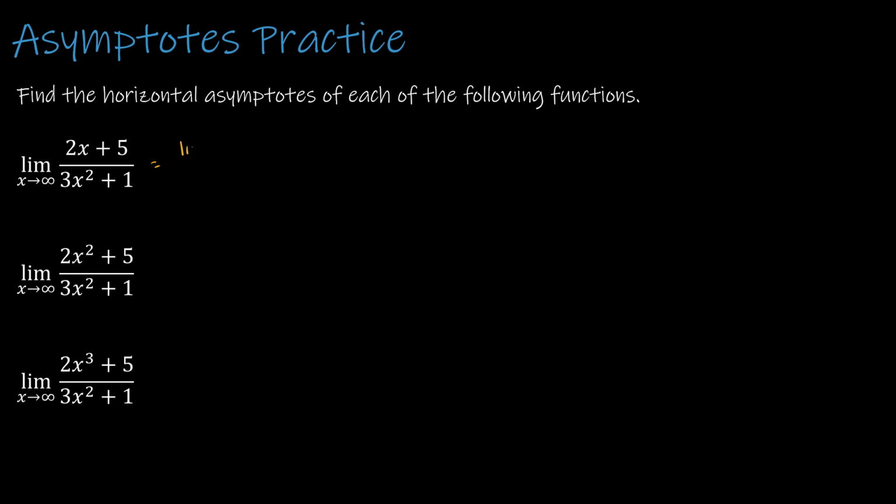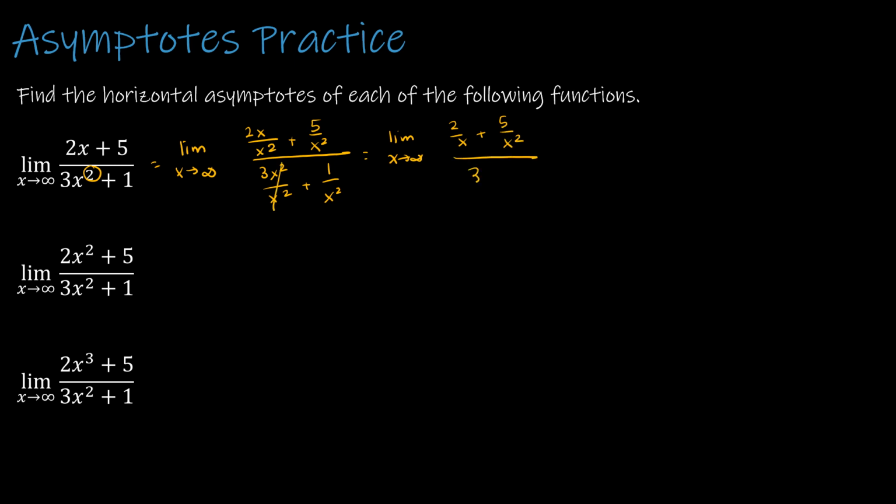Again, for this first one, I'm going to take the limit as x approaches infinity, and I'm going to take everything divided by x squared, because this is 2x divided by x squared, plus 5 divided by x squared. I'm using x squared because squared is the highest degree. So 3x squared divided by x squared plus 1 divided by x squared. That's going to give me, I've got to keep the limit in there, 2 divided by x plus 5 divided by x squared, and then this is 3 plus 1 divided by x squared.